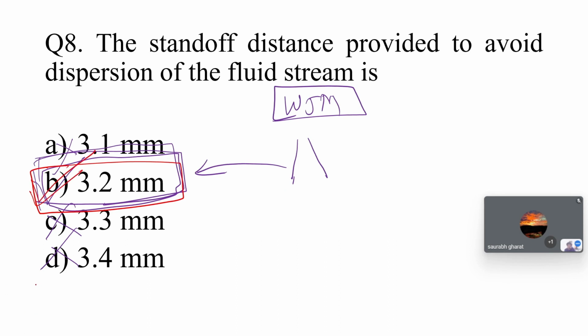I told you to follow the slides, because this kind of thing is happening here, and we need it to be like this. For that, the minimum stand-off distance is actually used. At this point the minimum stand-off distance is used, as per the slides, where it is given. So this will be your answer: 3.2.